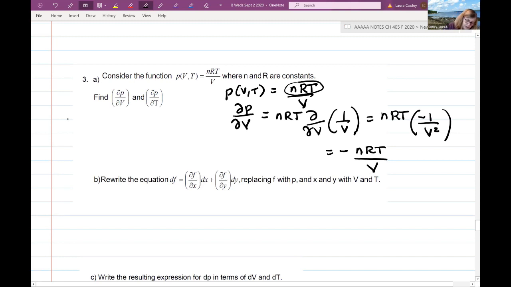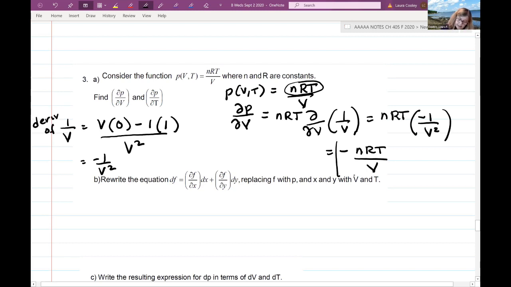How do I know that the derivative of 1 over V with respect to V is negative 1 over V squared? It's the denominator times the derivative of the numerator minus the numerator times the derivative of the denominator, over the denominator squared. So I just use the quotient rule. So that's how I get this. This is that derivative, dP dV.